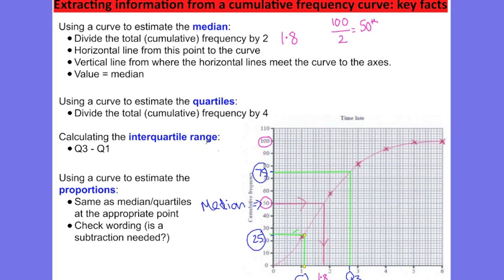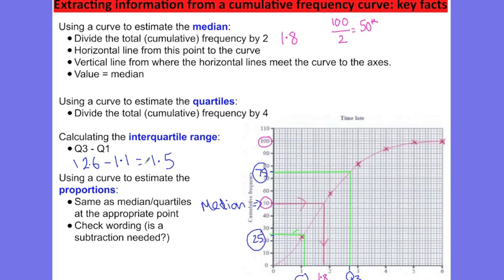So then when we're finding the interquartile range, we simply take our quartile 3, which in this case is 2.6, and we subtract our quartile 1, which is 1.1. You might have slightly different values, which gives us an interquartile range of 1.5.